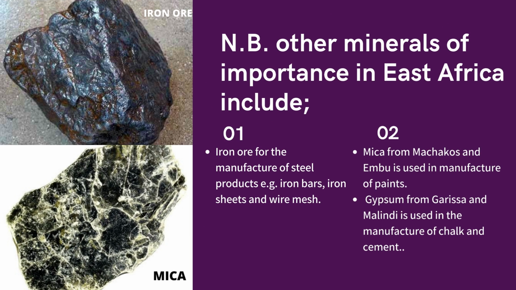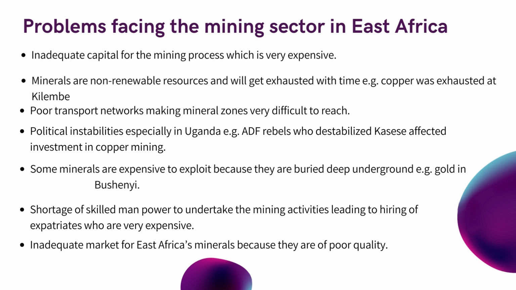Moving on, we are trying to see the importance of minerals in East Africa. Number one, iron ore for the manufacture of steel products, e.g. iron bars and iron sheets. Nickel, we see it from Machakos and Busia, and it is used in the manufacture of paint. Gypsum from Garissa and Malindi is used in the manufacture of cement. The problems facing the mining sector in East Africa are quite a number.